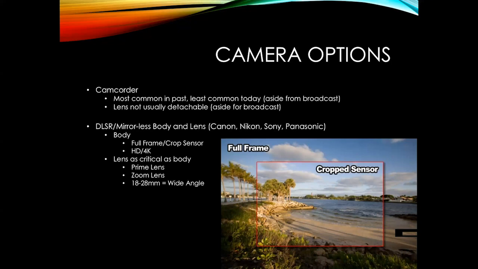Or there's a zoom lens. So prime lens means you can't zoom. Whatever it is, you literally have to move the camera to zoom in or to zoom out. A zoom lens, you know what a zoom lens is. You actually adjust the camera lens to make it go in or go out.